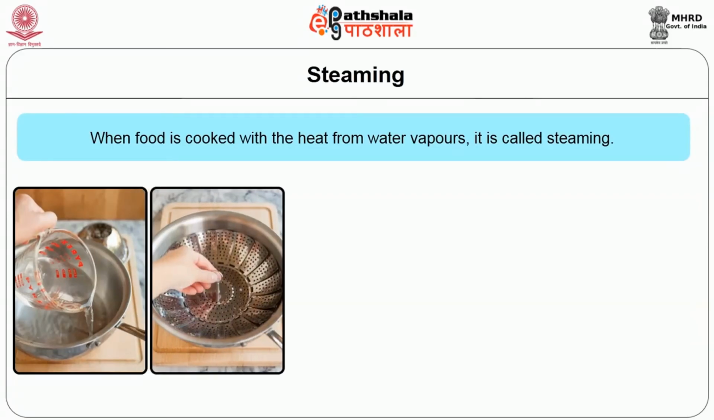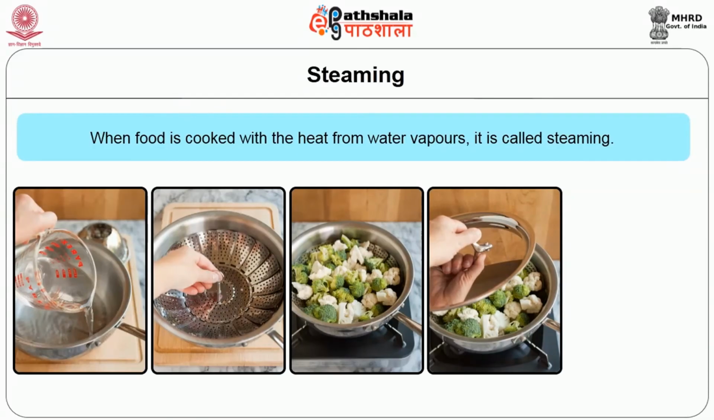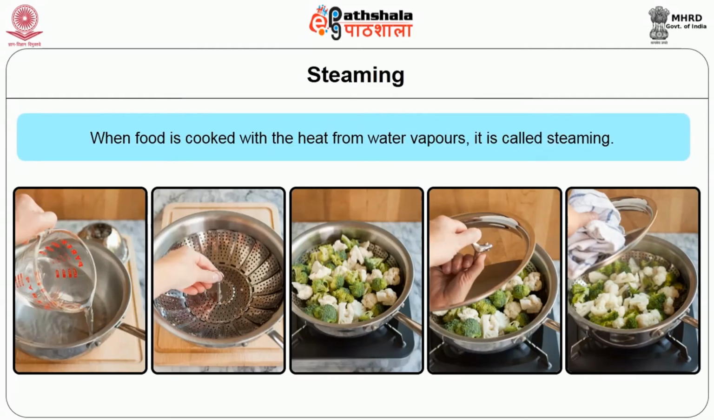The pan above has tiny holes on its base and the food is kept in it. A tight fitting lid covers this food. When water boils in the lower pan, the steam comes into the upper pan through the holes and cooks the food kept here. If you do not have a steamer, can you devise one?